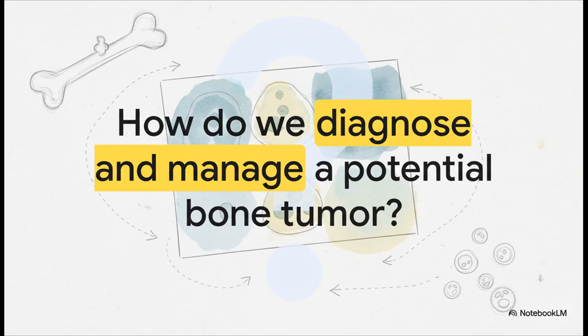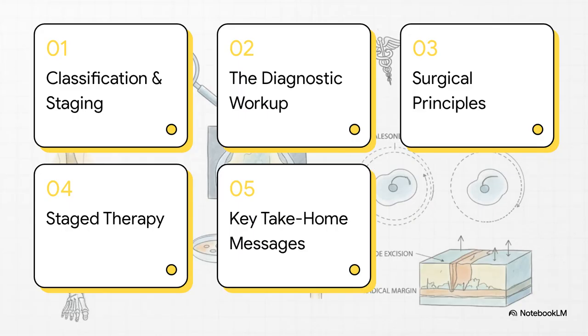We're going to tackle this by walking through the exact process an orthopedic oncologist follows, from the moment they see the patient to the final treatment plan. Here's our game plan. We'll start with how we classify and stage these tumors. Then, we'll dive into the diagnostic workup. After that, we'll cover the essential surgical principles, see how we match therapy to the tumor stage, and finally, we'll nail down the key take-home messages you've got to know.